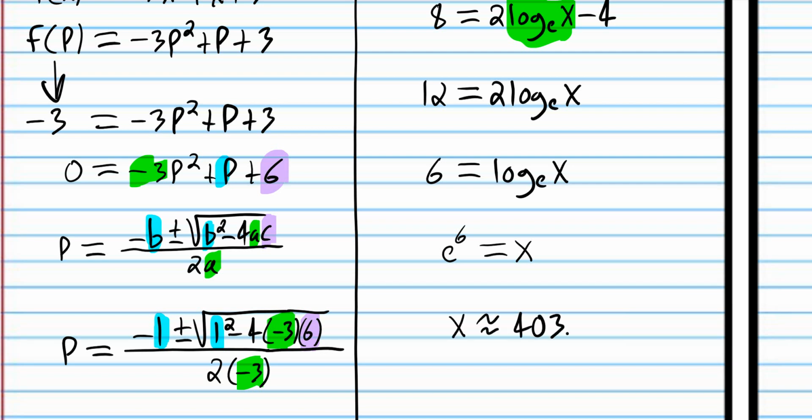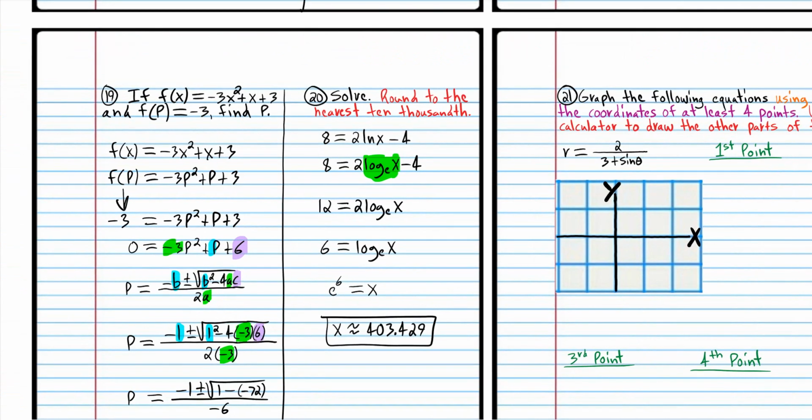So we're going to have 403.429. So we got that right. Excellent.